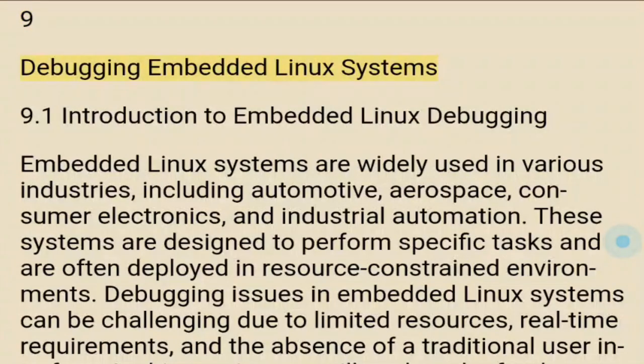9. Debugging embedded Linux systems. 9.1 Introduction to Embedded Linux Debugging. Embedded Linux systems are widely used in various industries, including automotive, aerospace, consumer electronics, and industrial automation. These systems are designed to perform specific tasks and are often deployed in resource-constrained environments.